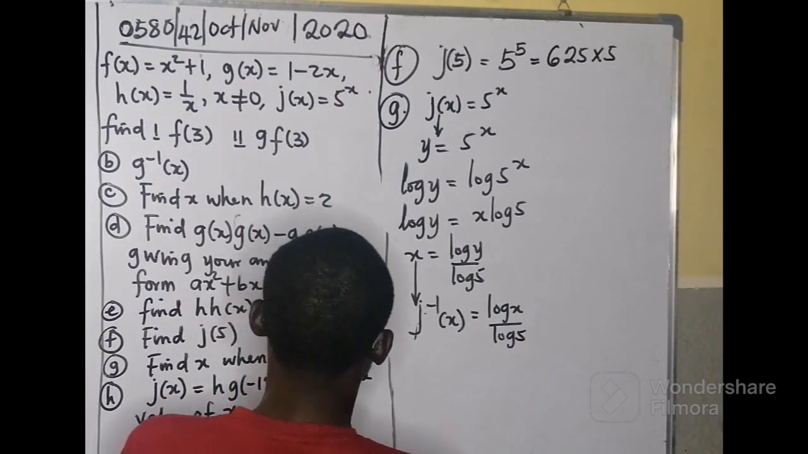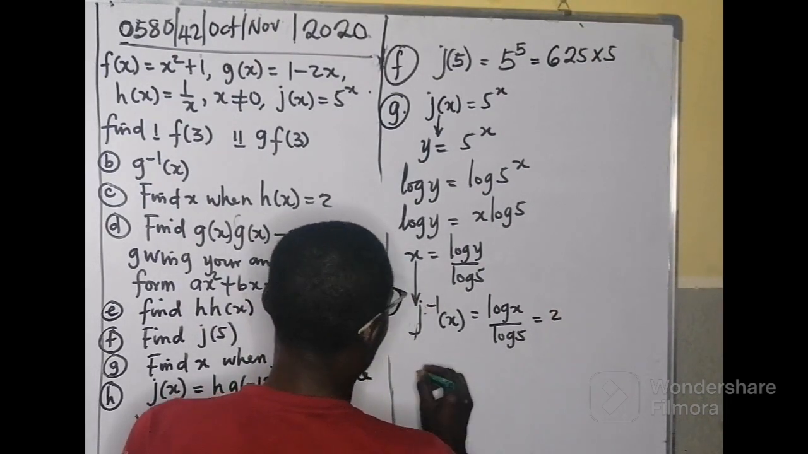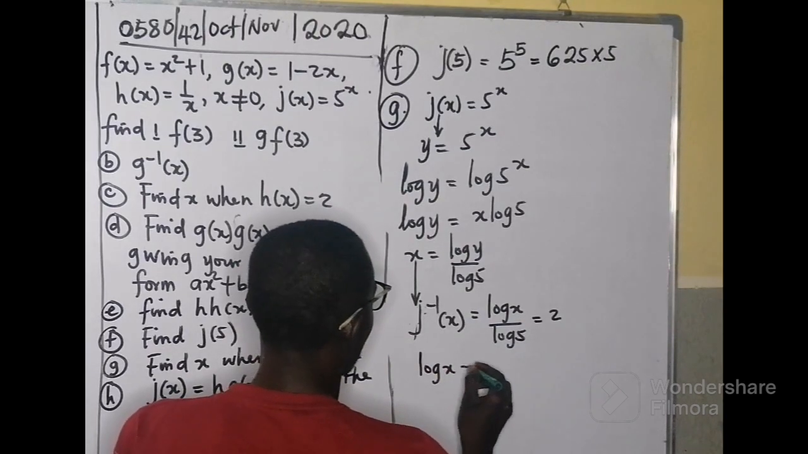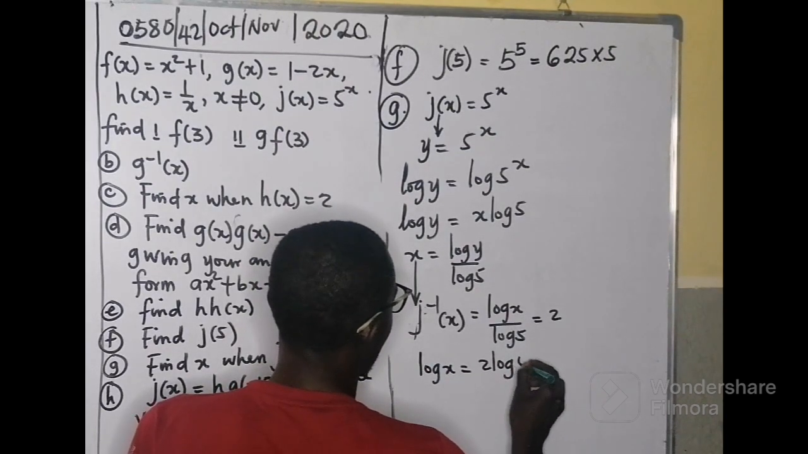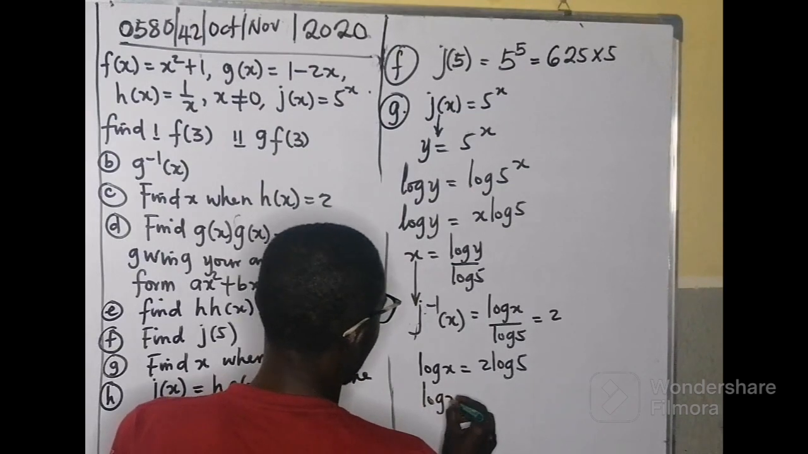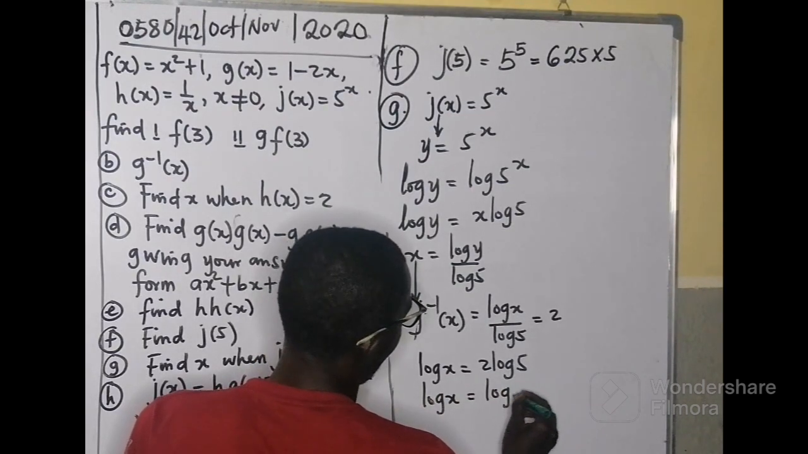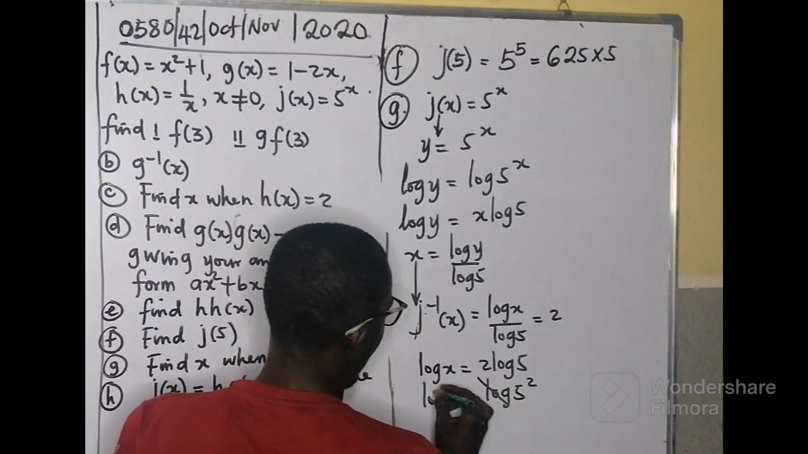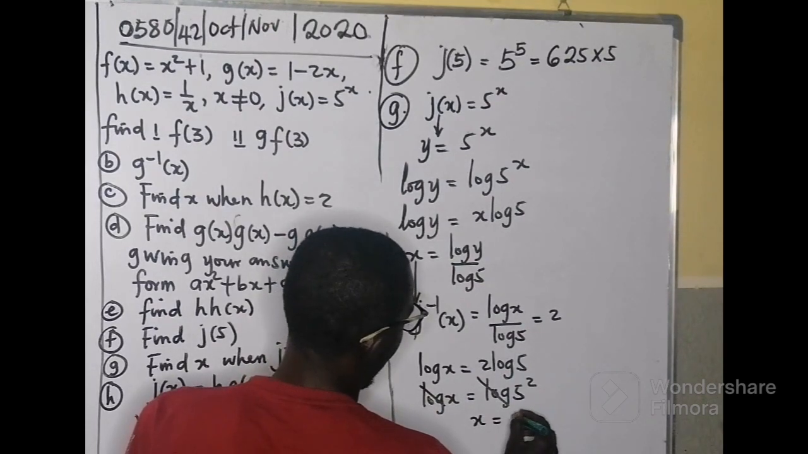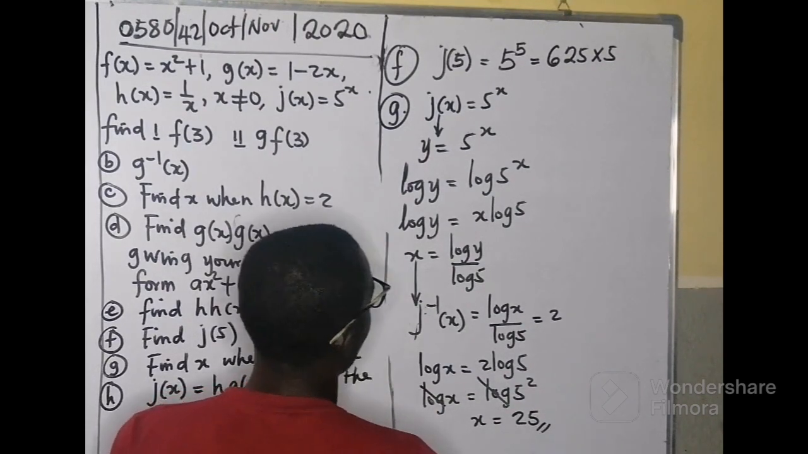And they said j inverse of x equals 2, so that our log x will give you 2 log 5, right? Then log x is still the same thing as, from the law of logarithm, 5 raised to the power of 2. So log cancels log, and x will give you 5 squared, and the value of 5 squared is what?